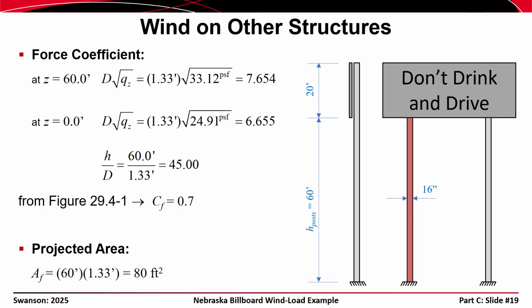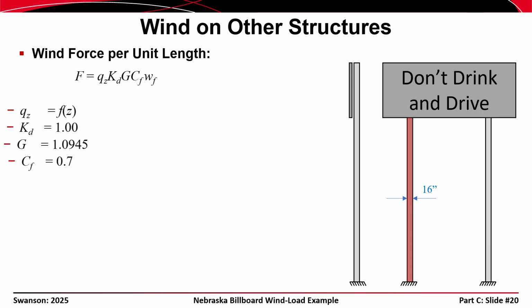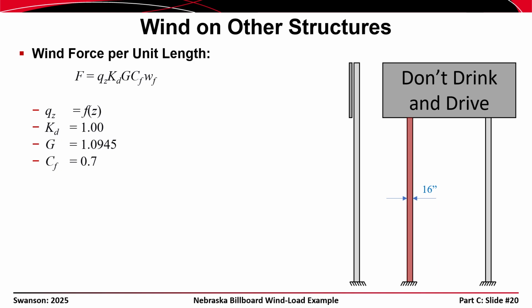Now, that being said, since I have elected to break the velocity pressure into 3 zones over the height of the post, I won't actually use this value of 80 square feet, however. As you will see in a moment, I will use a slightly different approach instead. Instead of multiplying by the projected area of the post, A sub f, I am going to multiply by the projected width of the post, W sub f.